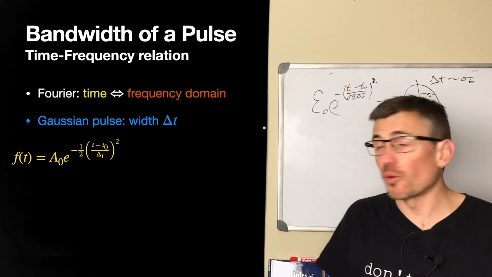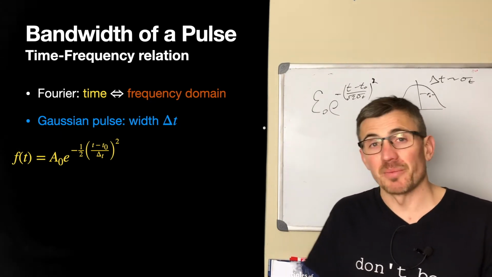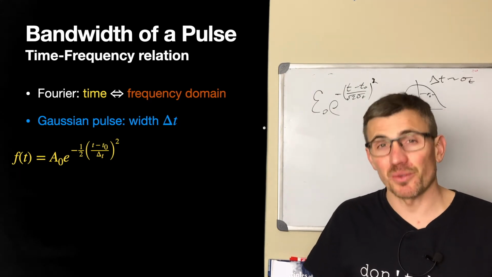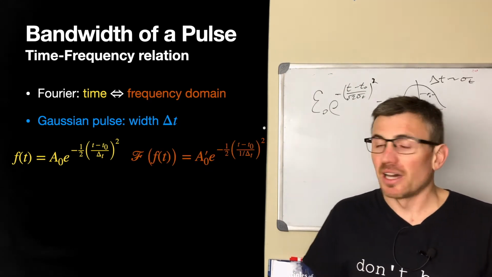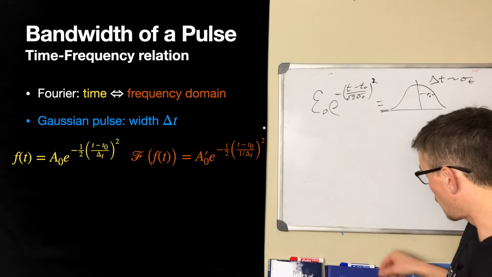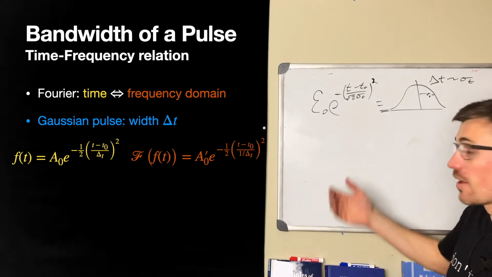I can perform the Fourier transform on that, and you guys get to do that on assignment 3, so I won't spoil the fun, but this is what you get. The Fourier transform of a Gaussian is another Gaussian.